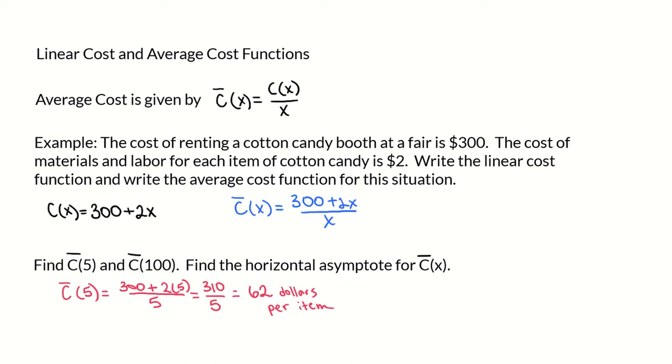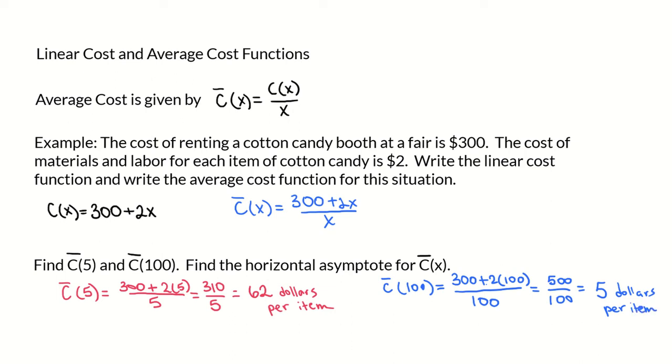Okay, next let's find C bar of 100, so the average cost if we produce 100 items. So we plug in 100 to the C bar function. That is 300 plus 2 times 100 over 100. So that is 300 plus 200, so 500 over 100, which is 5. So $5 per item is the average cost.